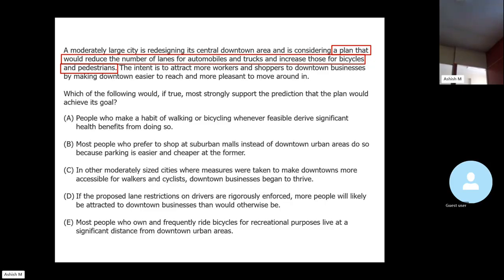See, for example, as long as you're clear with the plan, you can easily eliminate Alpha. Tell me why. Health benefits are completely out of scope. That's not the goal. See, if the goal was to help improve health, then Alpha would have qualified. But that's not the goal at all. The goal is increase in business of downtown. Okay.